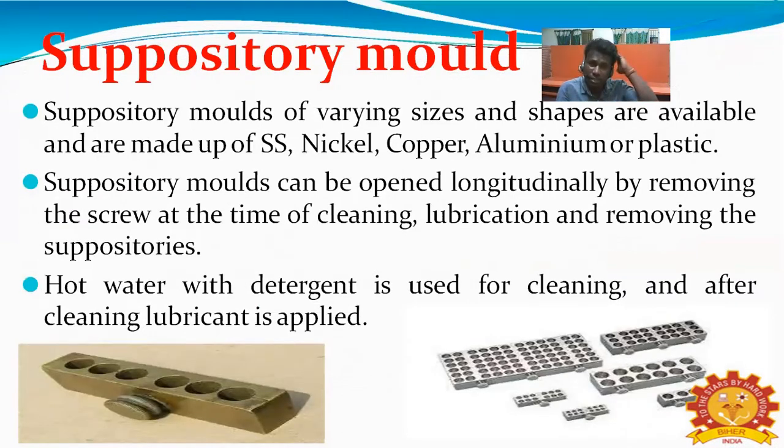Suppository mold. Suppository molds of various sizes and shapes are available and are made of nickel, copper, aluminum, and plastic. The mold can be opened longitudinally by removing the screw at the time of cleaning, lubrication, and removing the suppositories. Hot water with a detergent is used for cleaning, and after cleaning, lubricant is applied.